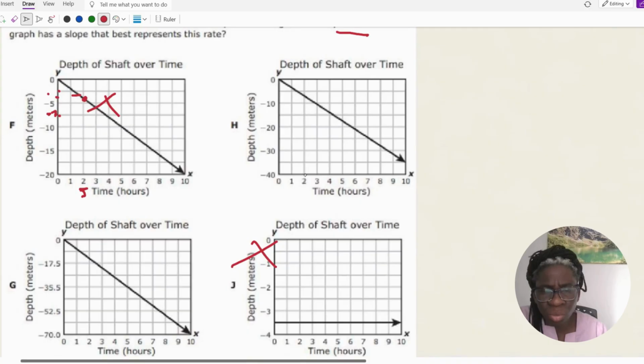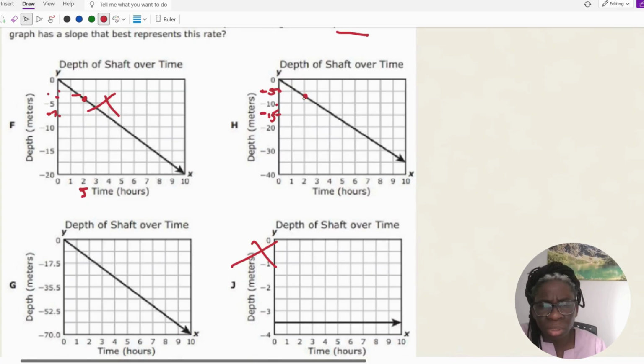So let's take a look at 2 hours here. Let's trace 2 hours up here. If this is 10, then this is -20, this is -15. So this is 10, this will be -5. So this is around the midpoint. So it is possible that this is -7.